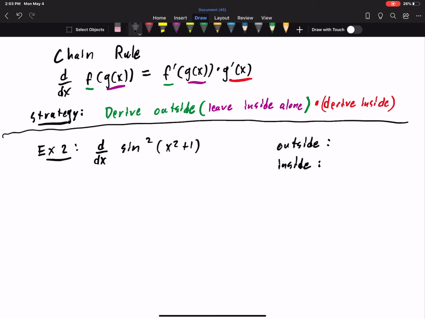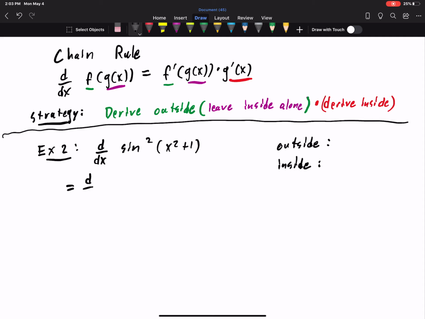Moving on to example 2 of using multiple iterations of the chain rule to derive composed functions. So here we're trying to derive sine squared of x squared plus 1. When we see a squared or any power on sine, the first thing we want to do is convert this to a giant power of everything involved. Anything involved with sine, you square it. So what does this give us?